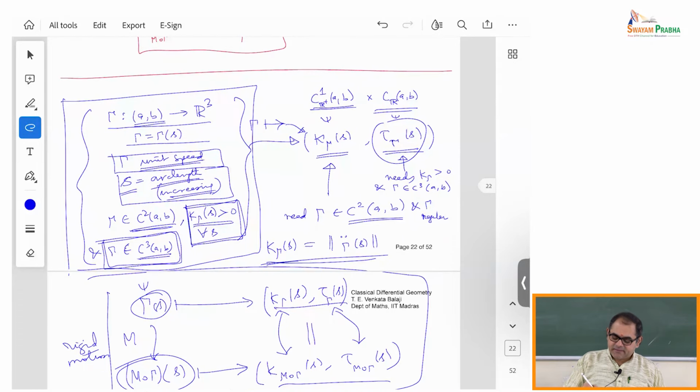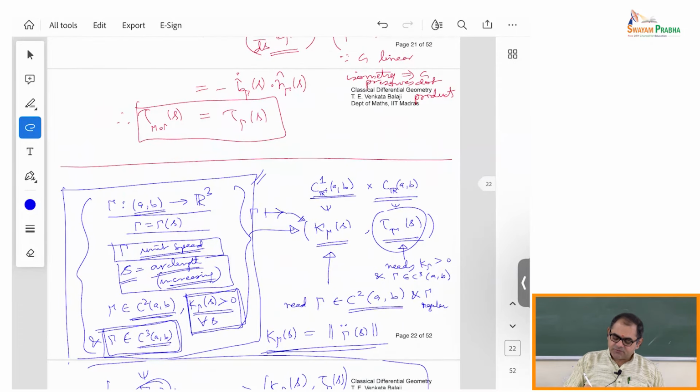So let us give a name for this. I'll call it script C, 3, AB, and I will put k greater than 0. Okay, so this is the notation I'm going to put. The script C is supposed to mean all possible C3 maps, for which the associated curvatures are positive, and it should be third continuously differentiable.